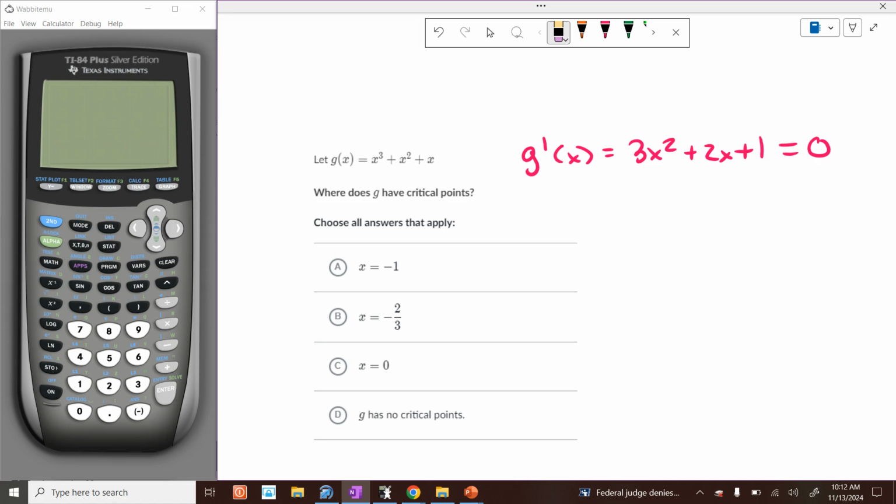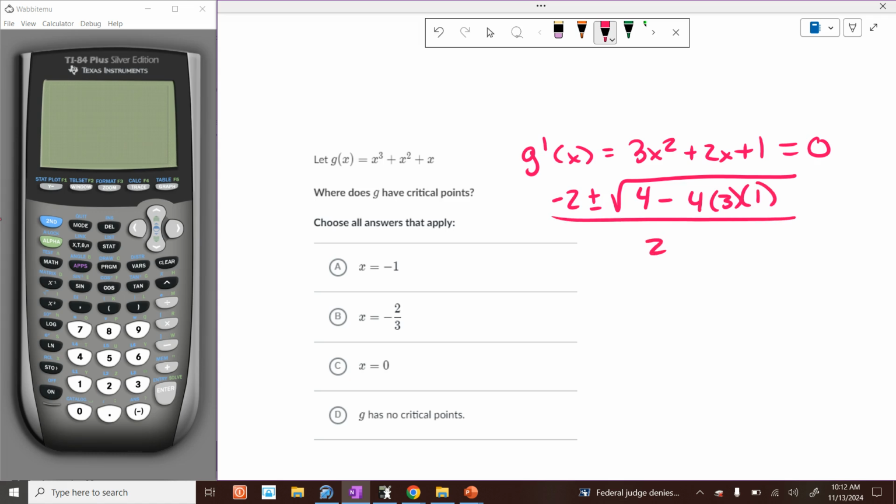what we have to do is do the quadratic formula, negative b plus or minus the square root of b squared minus 4ac all over 2a. What's 4 minus 12? Negative 8. If it's a negative number, they're imaginary roots, right? No critical points.